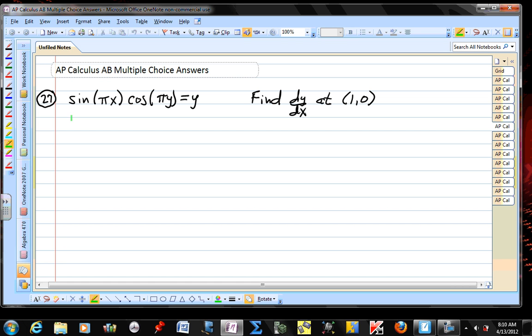So let's identify. We'll call sine of pi x the first function, and we'll call cosine of pi y the second function. Notice we're differentiating with respect to x. So the derivative of this product is going to be the first function times the derivative of the second function. The derivative of cosine is the opposite of sine.